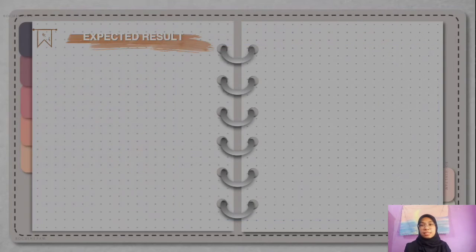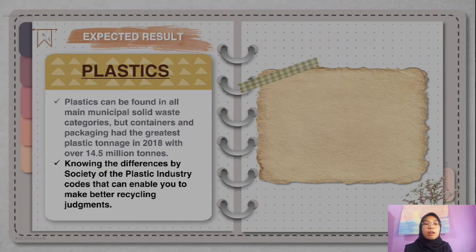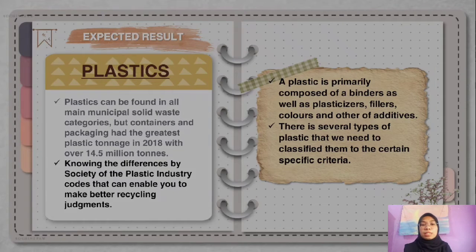Next, for the expected results in plastic, plastic can be found in all main municipal solid waste categories, but containers and packaging had the greatest plastic tonnage in 2018, with over 14.5 million tons. Knowing the differences among the plastic industry codes can enable you to make better recycling judgments. Plastic is primarily composed of binders as well as plasticizers, fillers, colors, and other additives. There are several types of plastic, so we need to classify them according to specific criteria.